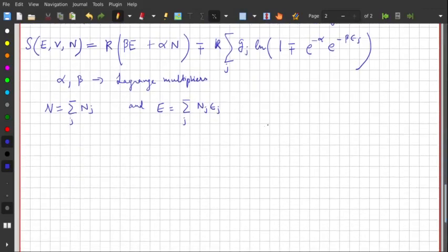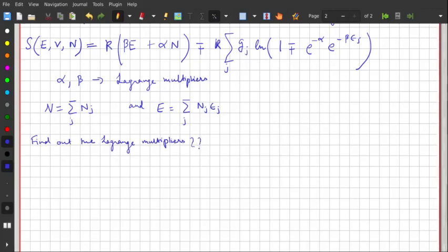The question is: find out the Lagrange multipliers. Okay, so in order to do that, we need to recall from our classical thermodynamics, so let's recall from classical thermodynamics.